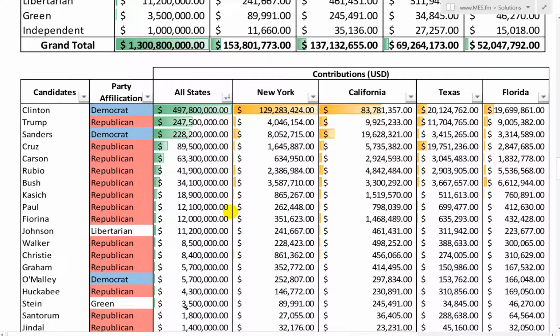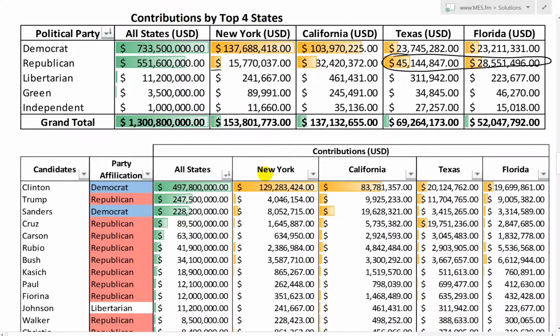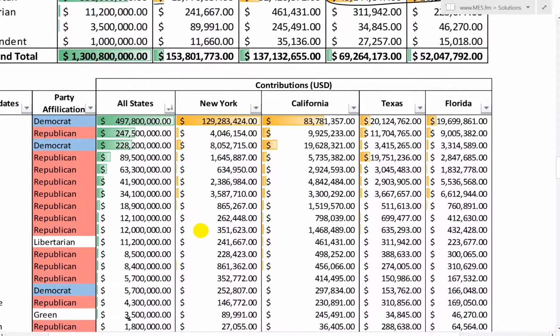So there are basically a lot of Republican nominees and very few Democrat nominees. And now if you look at Hillary Clinton's $497 million, she basically got most of the Democrat funding, and then Bernie Sanders is the rest, 228. And the most for Republican was Donald Trump at 247. So this is slightly more than half of what Clinton raised, and Sanders almost raised as much as Trump without even being the nominee for Democrats.